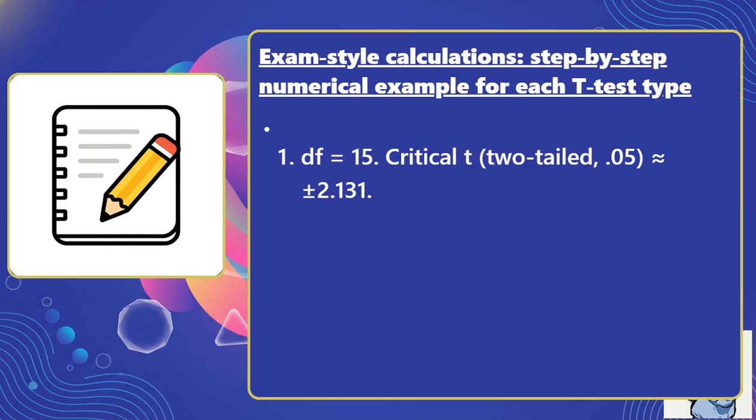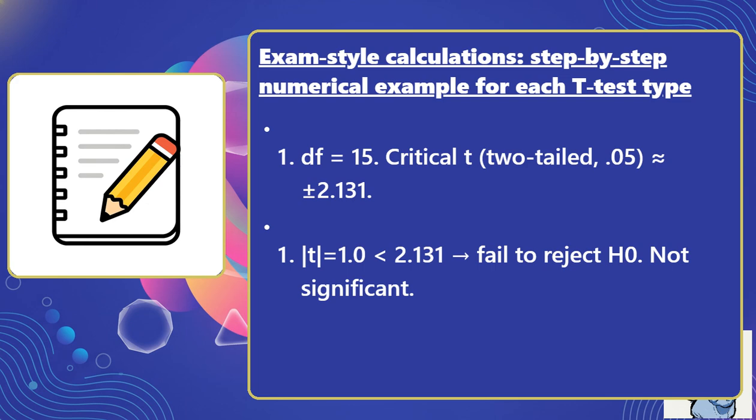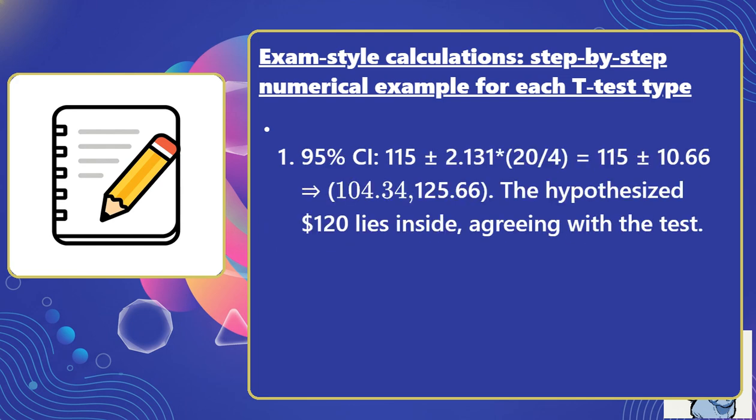Critical t for a two-tailed test at 5% is approximately plus or minus 2.131. 4. Absolute t equals 1.0, less than 2.131, so we fail to reject the null hypothesis. Not significant. 5. 95% confidence interval: 115 plus or minus 2.131 times 20 over 4 equals 115 plus or minus 10.66, giving $104.34 to $125.66. The hypothesized $120 lies inside, agreeing with the test.